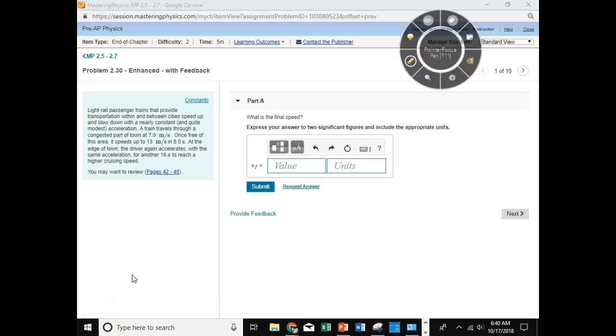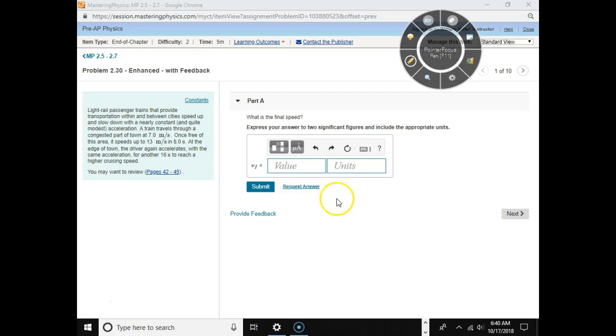Okay, so the question here is: light rail passenger trains that provide transportation within and between cities speed up and slow down with a nearly constant and quite modest acceleration. A train travels through a congested part of town at 7 meters per second. Once free of this area, it speeds up to 13 meters per second in 8 seconds. At the edge of town, the driver accelerates again with the same acceleration for another 16 seconds to reach a higher cruising speed.